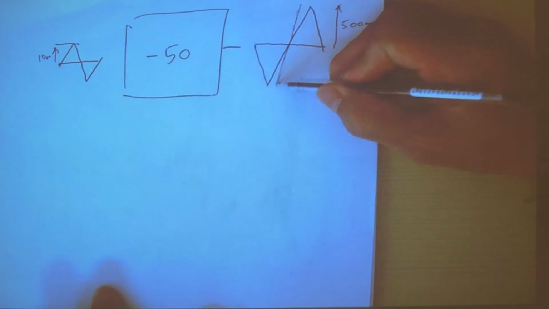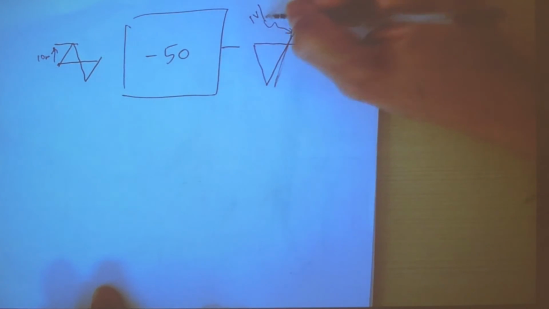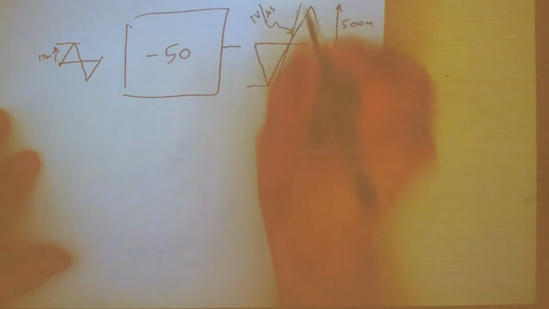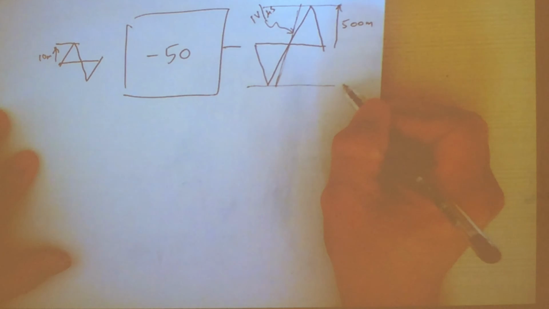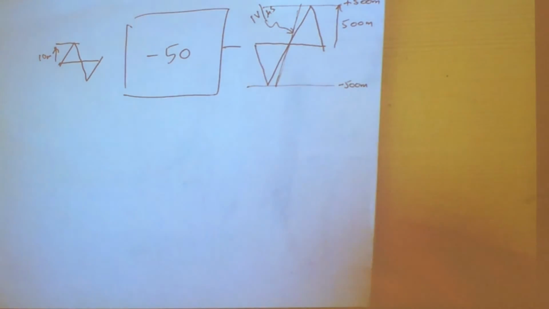And this slope is 1 volt per microsecond. Okay? I'm going to draw a line through the zero crossing. And I'm also going to draw a line here, and this is minus 500 millivolt, and this is plus 500 millivolt. Okay?